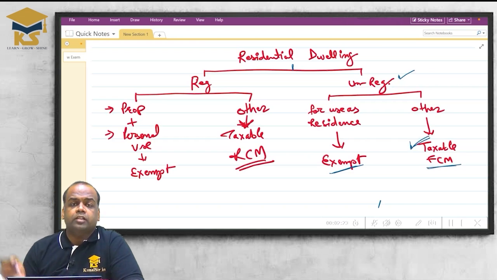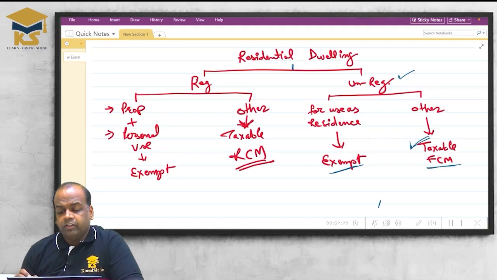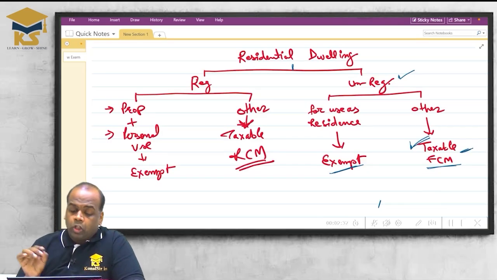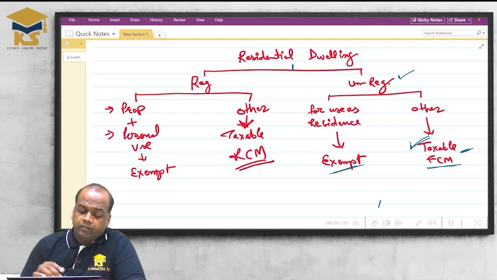Who has to pay the tax? The owner has to pay tax. There is no RCM in this case. So residential dwelling given to an unregistered person for use as residence, then only it is exempt, otherwise it is taxable. Now, sir, residential dwelling given to a registered person.